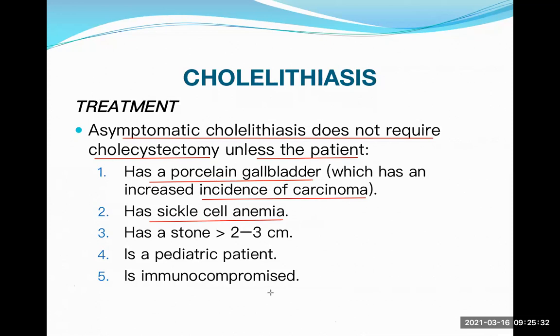Now let's move on. If a stone is more than 2 to 3 centimeter, there is a bit of chance of complication, so better to go for cholecystectomy. If it is a pediatric patient, we have diagnosed quite early, so maybe associated with sickle cell anemia or other type of hemolytic anemia again, so better to remove it. And if the person is immunocompromised, there is high chance of inflammation, and that inflammation may spread, so better to go for the removal. Otherwise, we can wait.